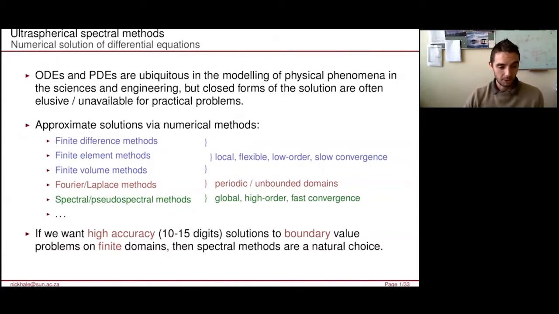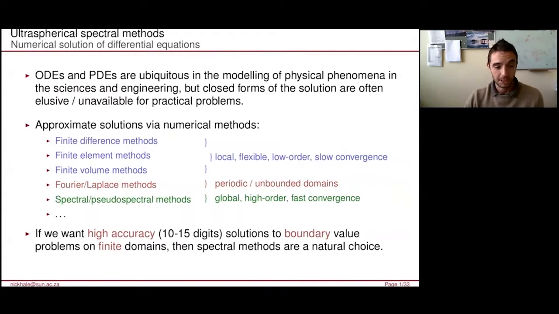So that brings me to spectral or pseudo-spectral methods. I'm really going to talk about spectral methods, which are Galerkin or coefficient-based approaches. Pseudo-spectral methods are what we call collocation-based approaches. They're both very similar in nature. I don't really want to talk too much about the details, but I'm going to focus on spectral methods. And what are the properties of these?